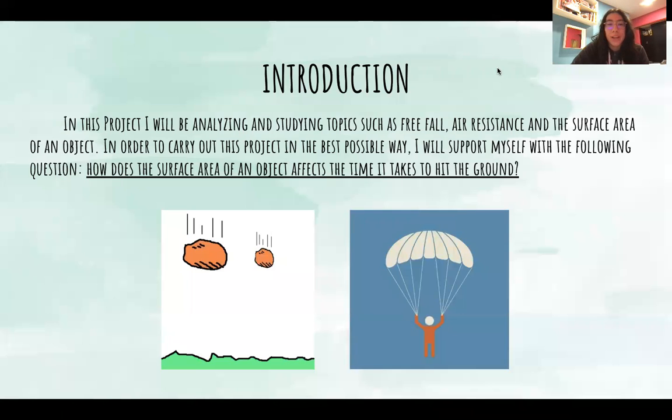In this project, I will be analyzing and studying topics such as free fall, resistance, and the surface area of an object. In order to carry out this project in the best possible way, I will support myself with the following research question: How does the surface area of an object affect the time it takes to hit the ground? Also, I'm going to focus on different variables, both dependent and independent, for the results to be more accurate.